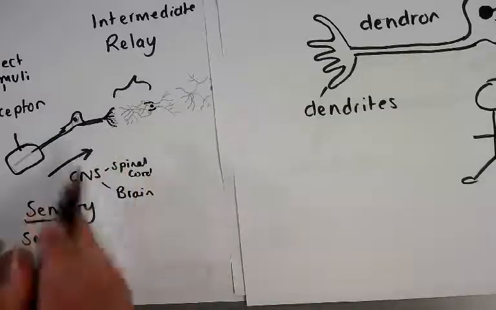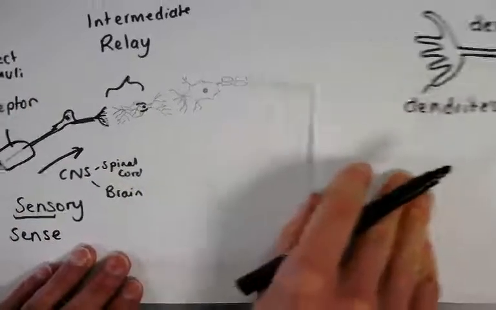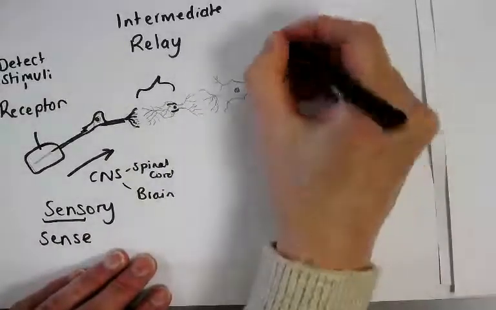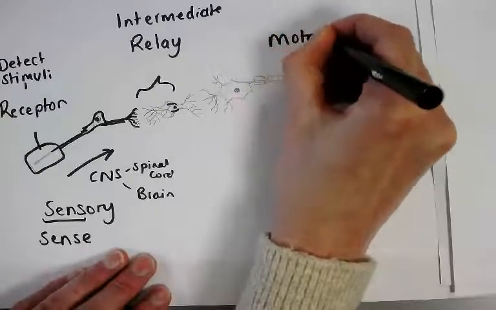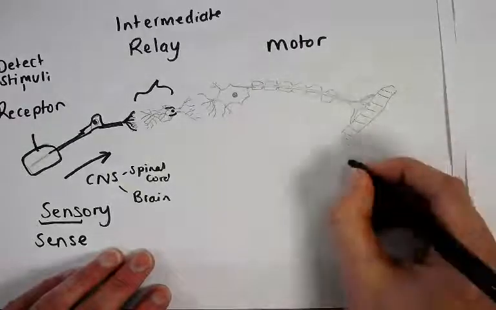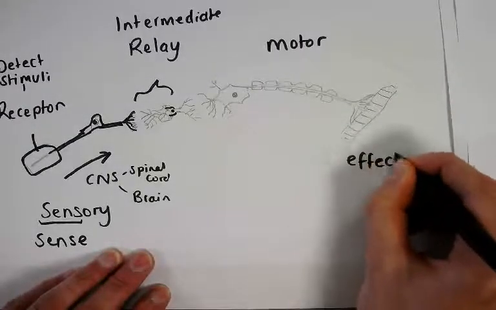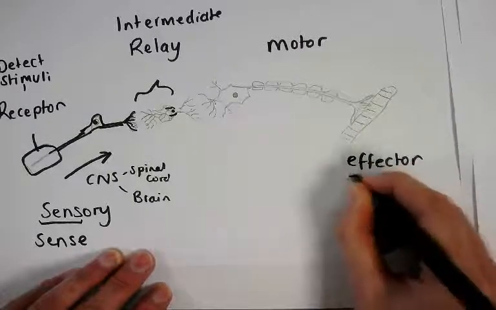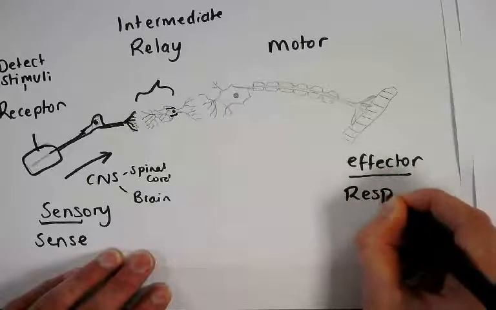The final neuron in the body is what we call a motor neuron. And a helpful way to remember that this is a motor neuron is that it is always connected to an effector, and the role of the effector is to bring about a response.